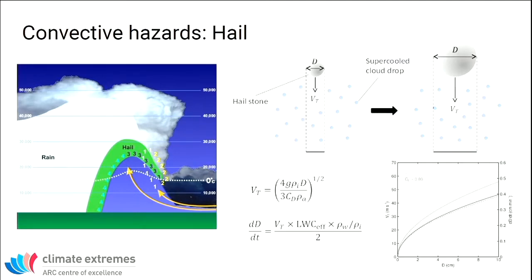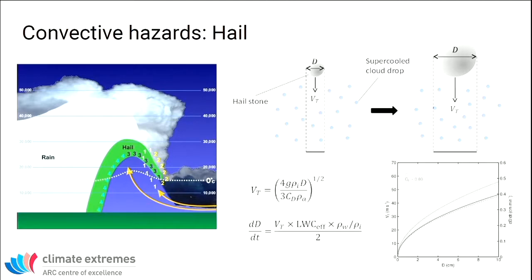Okay, so we've got a little bit of time left to talk about the actual hazards themselves. Starting off with hail. As some of you may already be aware, the basic process behind hail is that you have some sort of ice embryo, a small particle of ice, and this is large enough to start falling with respect to the small cloud drops around it.